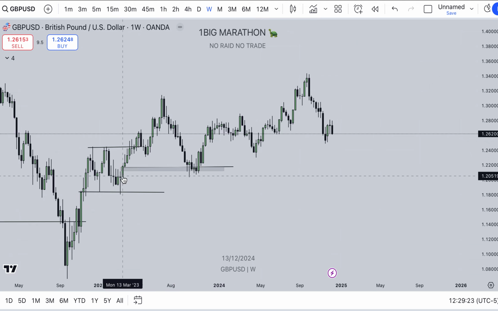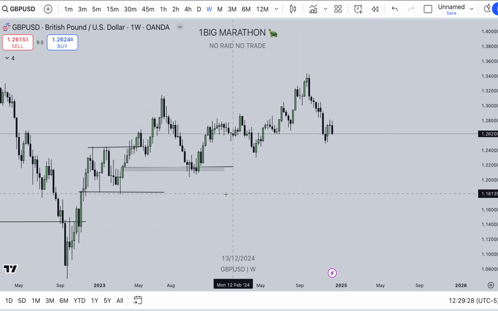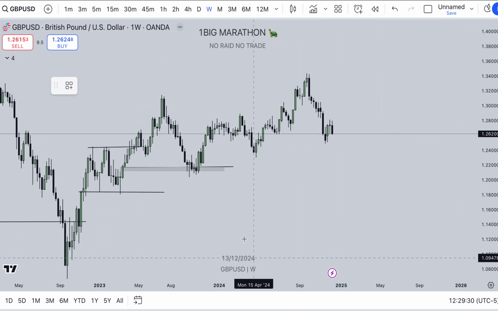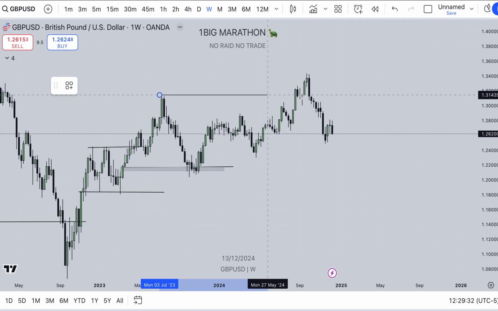Tap on that fair value gap, tap on the other block. Normally, the stop loss would have been down here, next draw on liquidity. So now, this is the low that caused the push to the upside, right? So this is the push to the upside. So this is how I look at it.